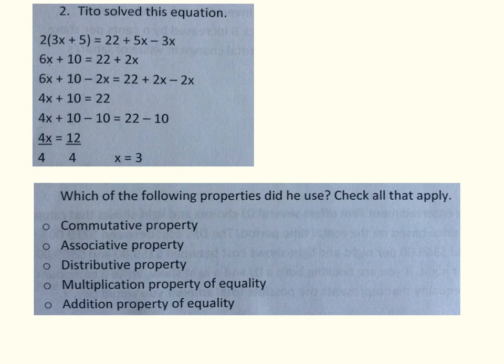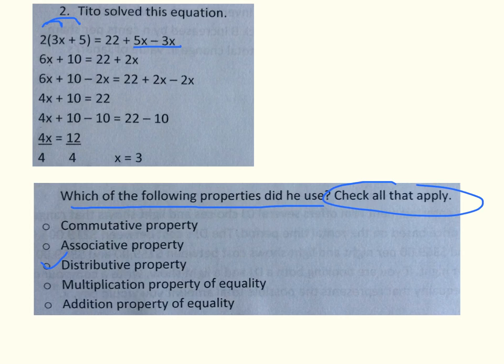Okay, in problem number 2, Tito solved this equation. 2 times 3x plus 5 equals 22 plus 5x minus 3x. Now, in the first line, what we want to do is find out which of the following properties he used, and we're going to check all that apply. Now, in line number 1, we obviously see that he used the distributive property, so we're going to go ahead and check that off. And then here, we combine like terms.